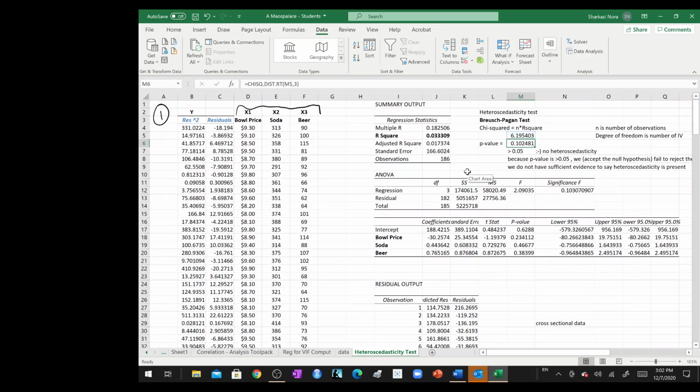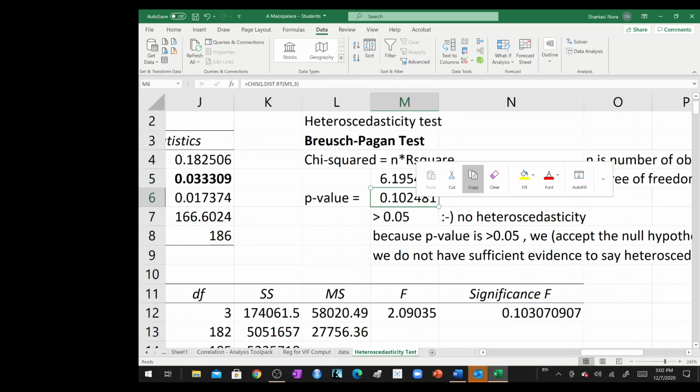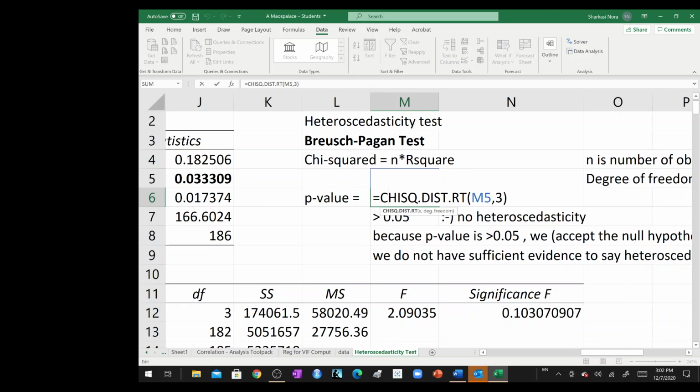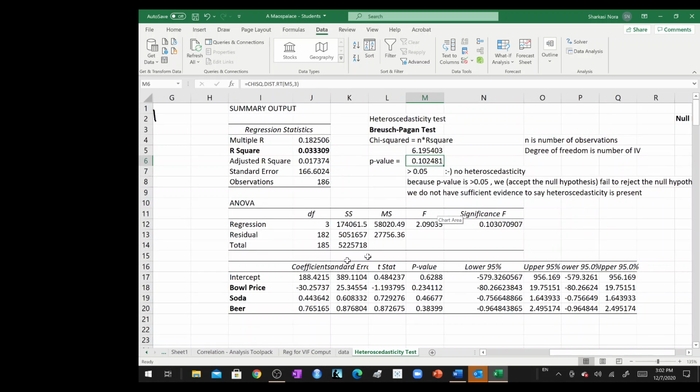The function is chi-square dot distribution dot rt, and you feed into that the value that we got from the chi-squared. The m5 is basically the value that we just computed, which is n multiplied by the r squared. And over here, 3 is the degree of freedom. Degree of freedom is basically the number of independent variables. Over here in our example, we have 3 different independent variables. So we just feed in the value and the 3 independent variables, and we got it.